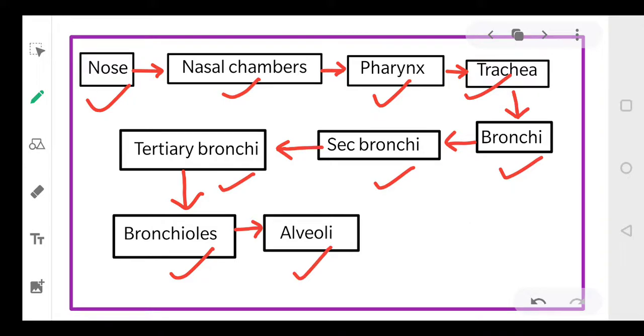The air that you take in through the nose reaches where? The alveoli. Okay? It reaches from the nose till the alveoli. So this is the pathway of how the air travels in your body. When we breathe in, the air that we take in will reach the alveoli. So this is the pathway.